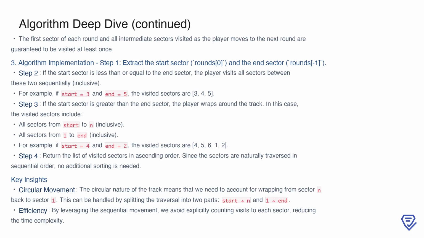For example, starting at sector 4 and ending at sector 2 involves visiting 4, 5, 6, 1, and 2. The output is the list of visited sectors, which are naturally in ascending order due to the sequential traversal. By leveraging the circular nature of the track, we avoid unnecessary computations, making the algorithm more efficient.